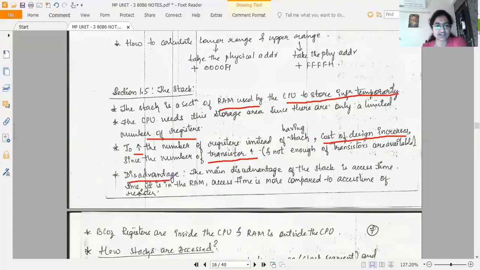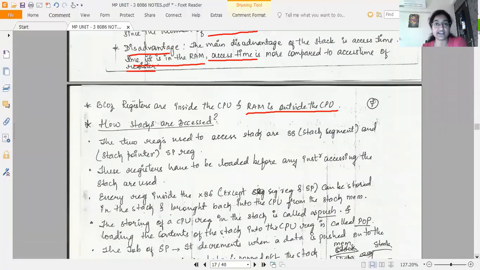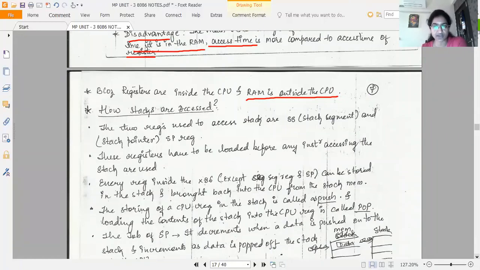Now, what is the disadvantage of having this stack? That is the access time, right? The main disadvantage of the stack is the access time, since it is in the RAM. So access time is more compared to the access time of the register. All right. The registers are inside the CPU, whereas the RAM is outside the CPU. Okay, remember this. This is one of the important points: why the access time for stack is more when compared to the registers.